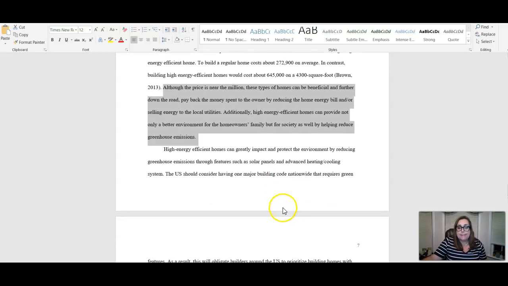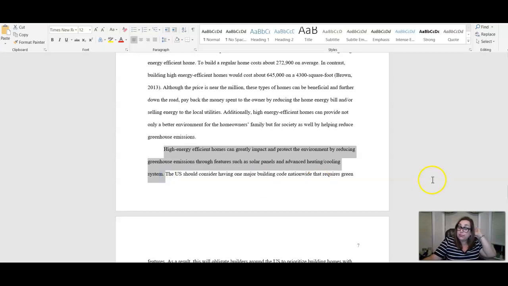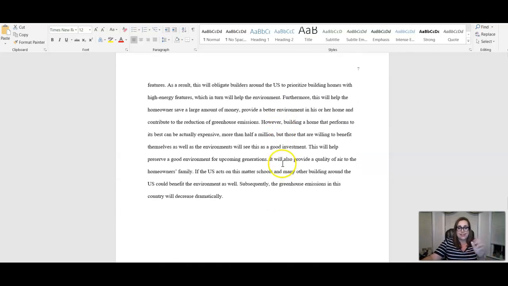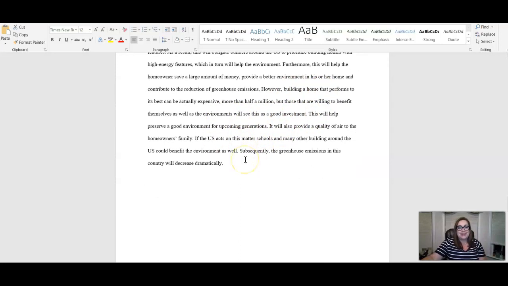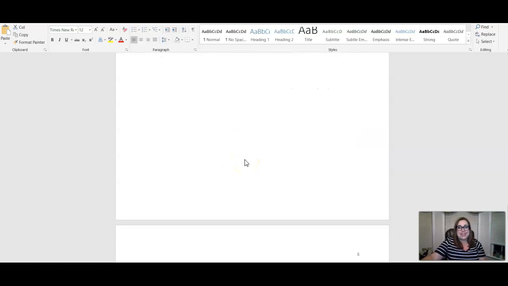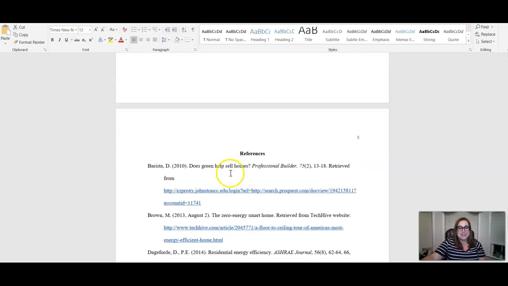Here he is going to repeat his claim statement, just rephrase it. High energy efficient homes can greatly impact and protect the environment by reducing greenhouse emissions through features such as solar panels and advanced heating cooling systems. So it's not the same exact claim, but he's just rephrased it to remind the reader what was just proven. And then he was very efficient with his conclusion as well. He really gave a very specific and complete conclusion.